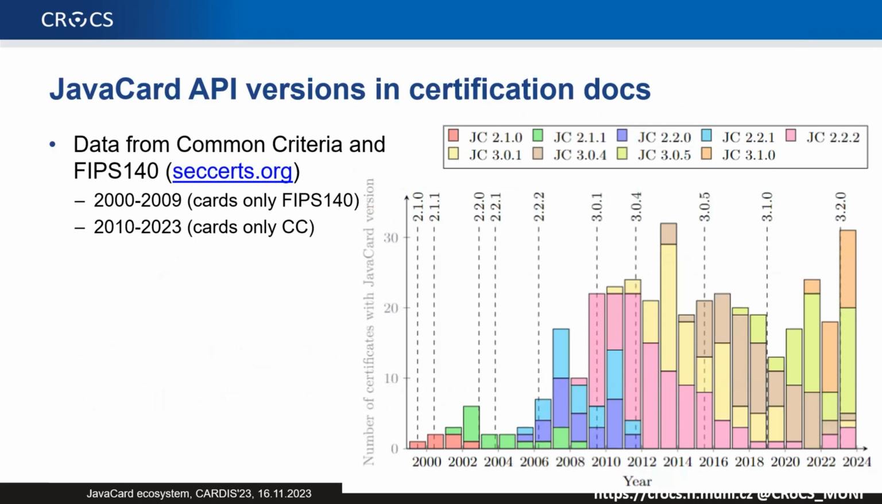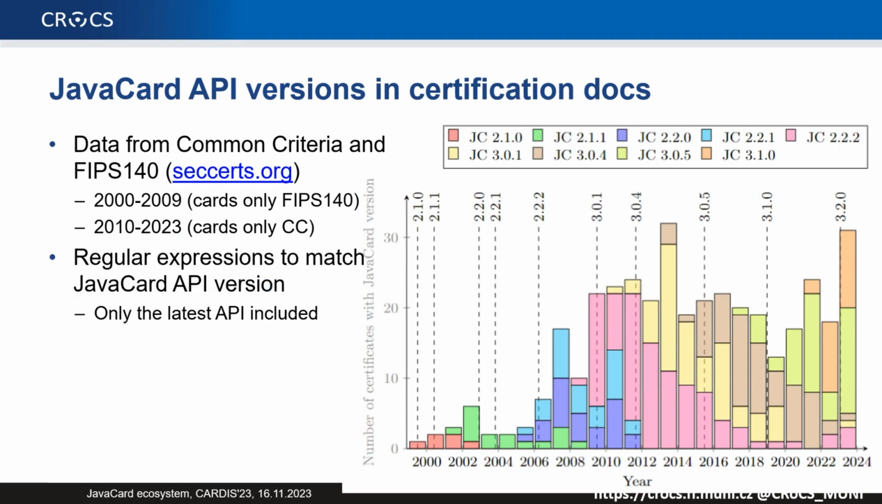What you can see here is the evolution in time, starting in 2000 and going up to today. These are all certificates, Common Criteria and FIPS 140, that somehow reference some version of the JavaCard specification. Different colors are different versions. These are not just smart cards. They can also be applets, like a signing applet or an electronic passport applet using a physical smart card, so you can have certificates just for that applet. For the cards, between 2000 and 2009 the certificates were just within FIPS 140, and then it completely switched, and now it's just Common Criteria.